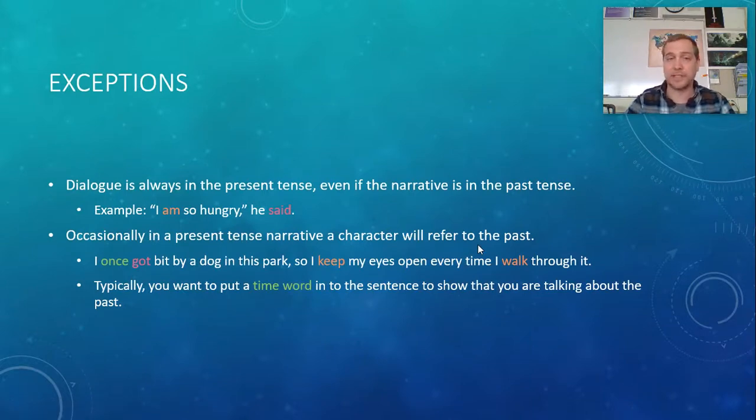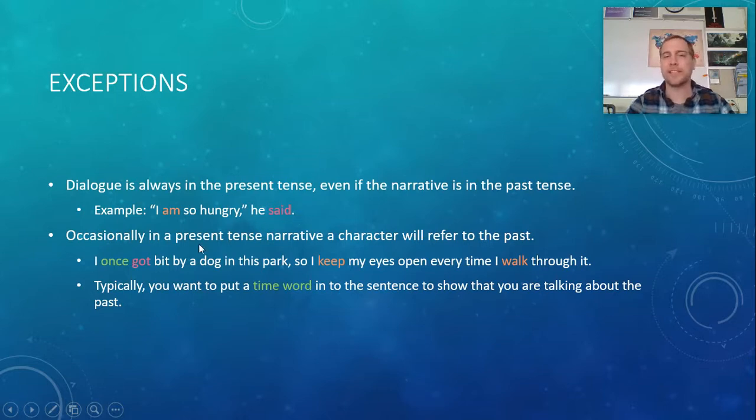Dialogue is always in the present tense. So even if you're writing in the past tense, your dialogue is going to be in the present tense. Because when dialogue is happening, the character is speaking as though things were happening right then, right? And so somebody might say, "I am so hungry," he said, right? "Am" is present tense, but the "said" is past tense.